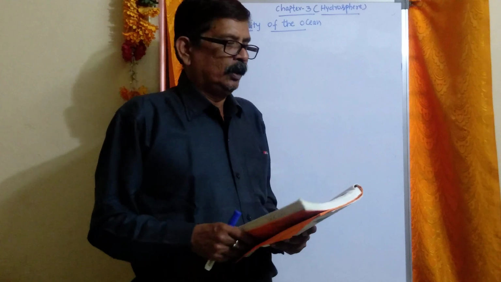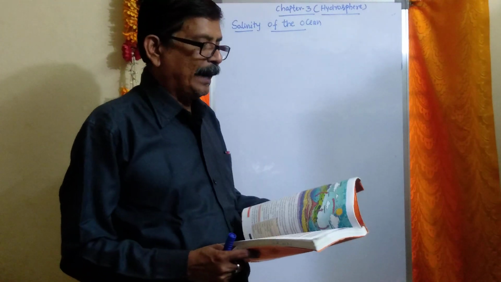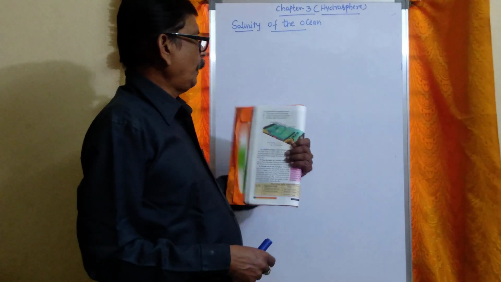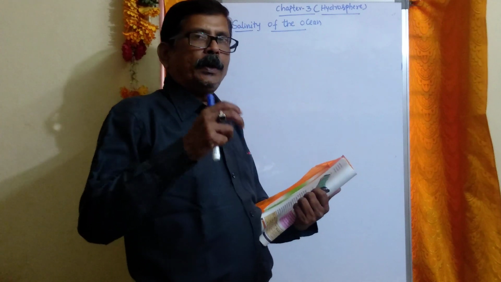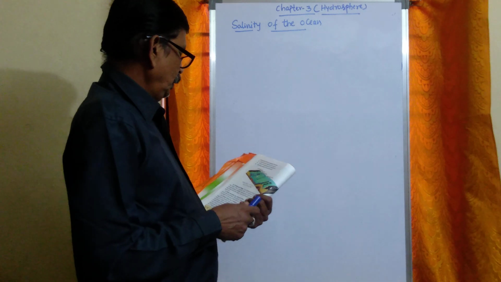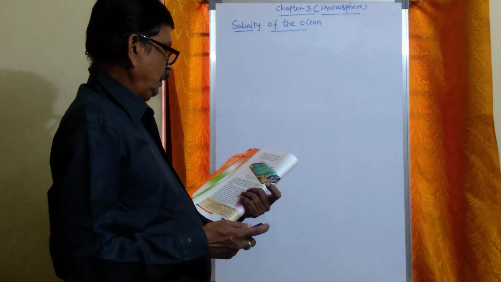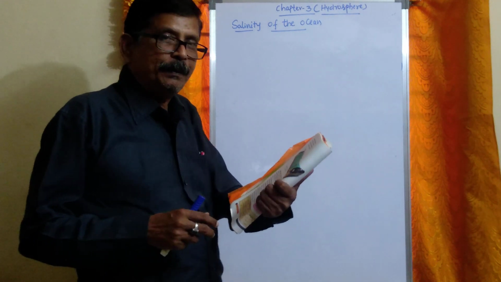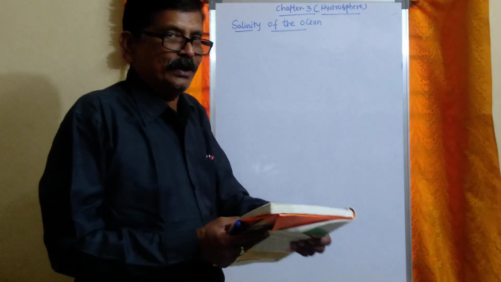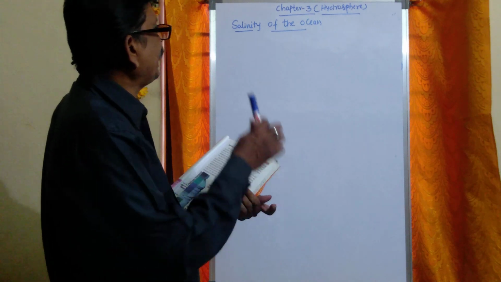Today we are going to discuss chapter 3, that is hydrosphere. In the last class we discussed the continental shelf, continental slope, deep sea plain, and oceanic deeps or trenches. Today we are going to discuss the salinity of the ocean.